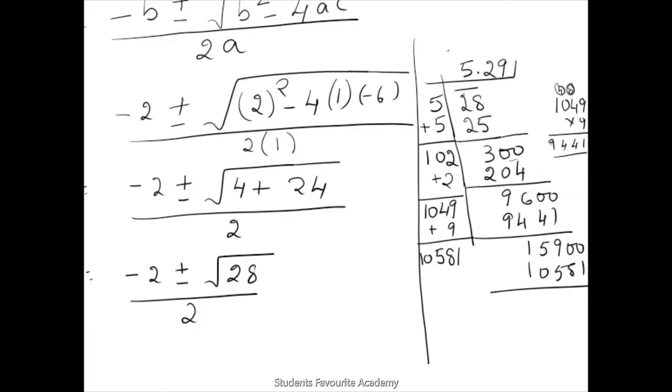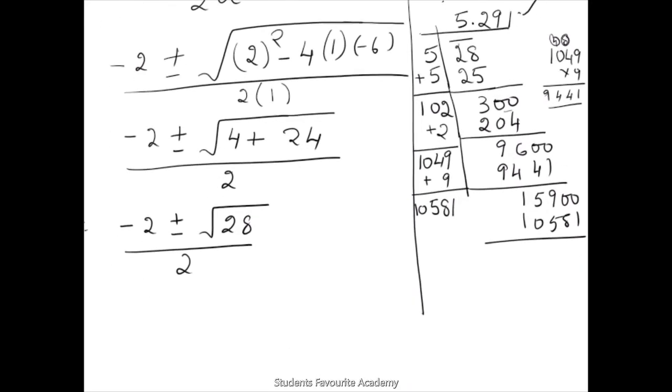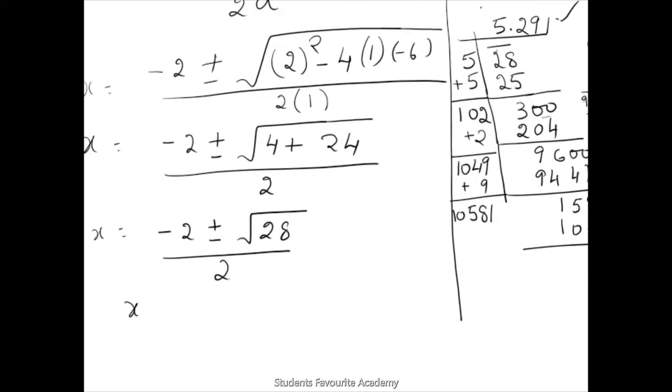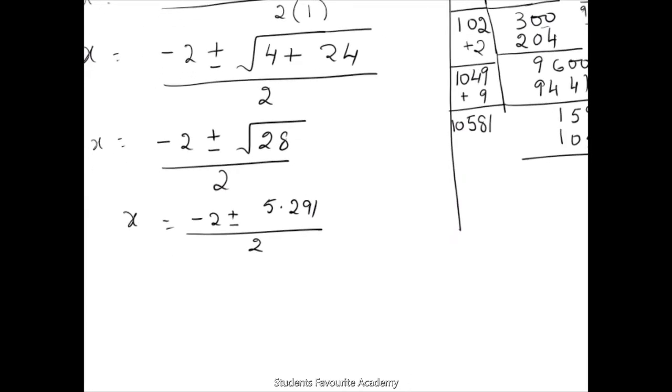Now if you don't subtract, it's okay, because we already got up to 3 places. So the square root of 28 is 5.291, this one. Okay, so x is equal to minus 2 plus or minus 5.291 upon 2, right?